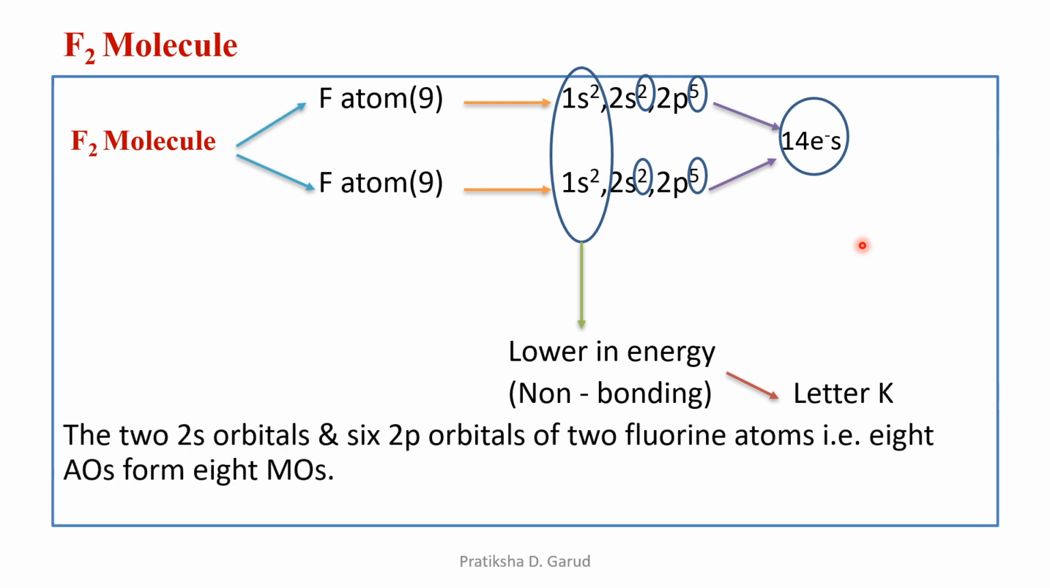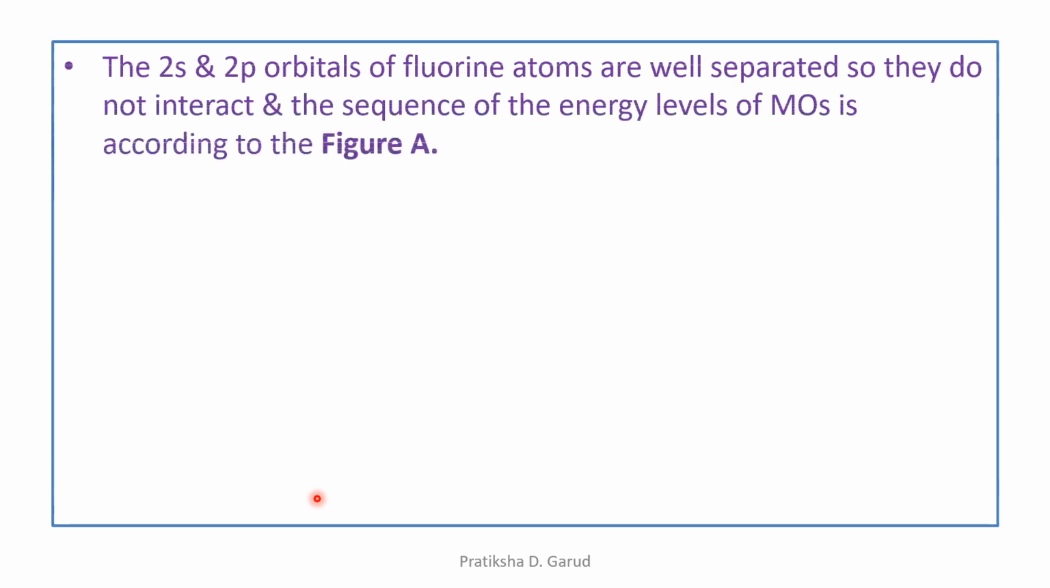So from this we can say that there are two 2s atomic orbitals and six 2p atomic orbitals for the two fluorine atoms. That means there are a total of 8 atomic orbitals, which results in 8 molecular orbitals, right? Then we can say that the 2s and the 2p atomic orbitals of the fluorine atoms are well separated. They are well separated, so they do not interact, and hence the sequence of the energy levels of the molecular orbitals is according to the first figure. First figure means figure A.